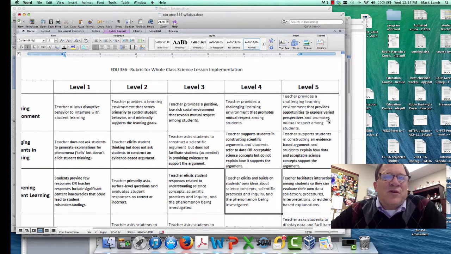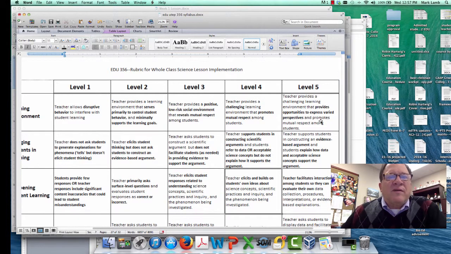But we don't want to create a bunch of stress and have people going crazy on us because they're not scoring at level 4 and 5. Level 3 is an excellent score. And for the state licensure, level 3 is what you will need to average.